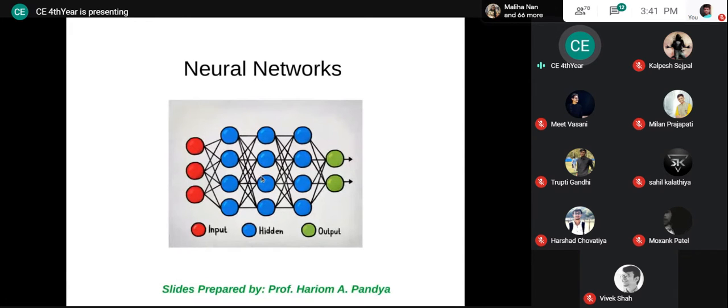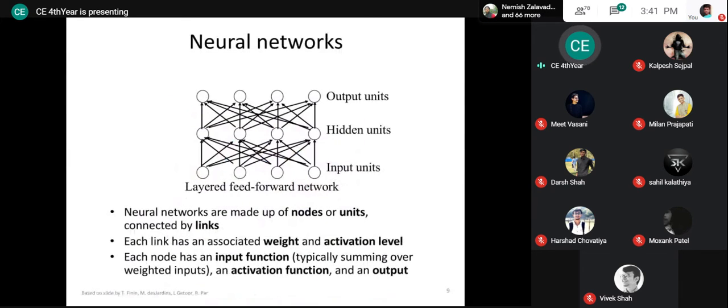We'll just focus on the fully connected network, where the meaning of fully connected is that a particular neuron is connected with all the neurons of the next layer. That is the meaning of a fully connected layer. In general, we'll refer to this architecture as ANN, which stands for artificial neural network. Fine.